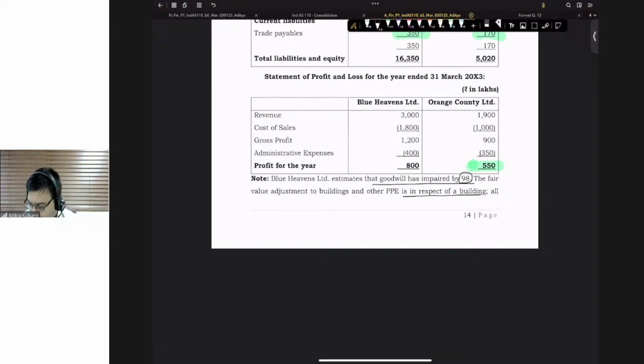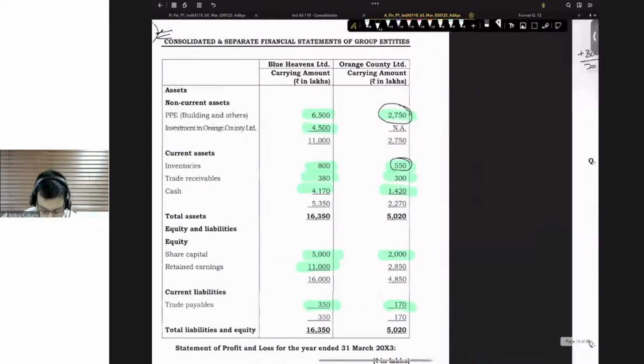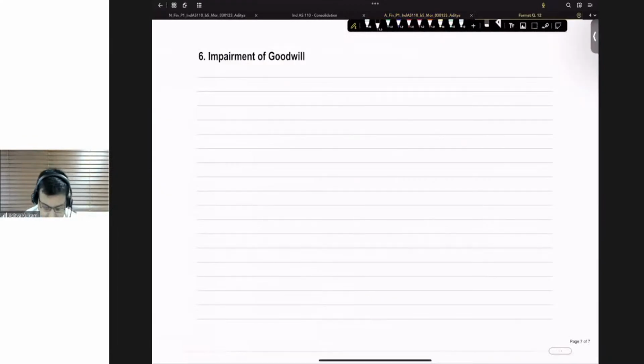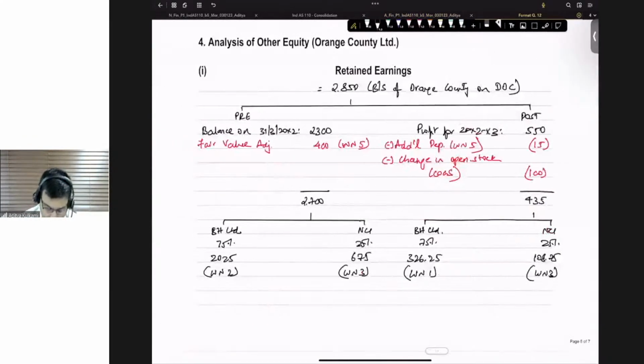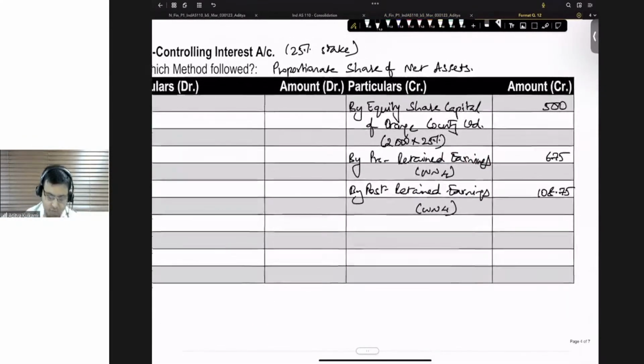Okay, so that is the first answer. It means I negate that reasoning which says that because the parent has estimated, the parent will always estimate. So that is not a reason. Now the next thing is, to answer this question, you will have to look at which method of NCI you are following.